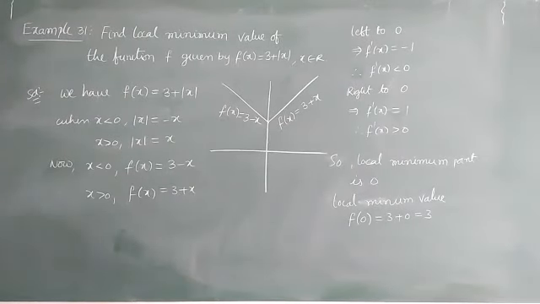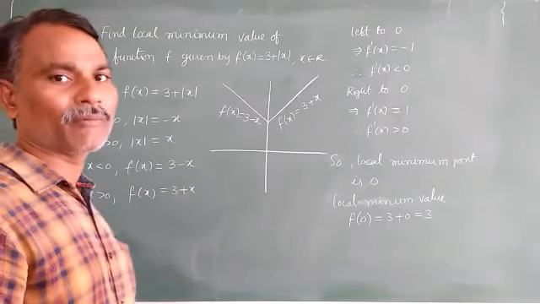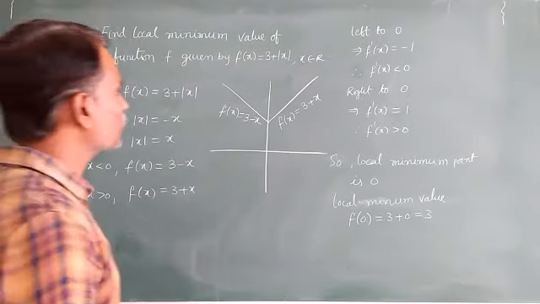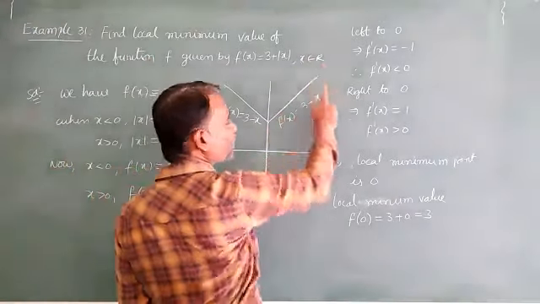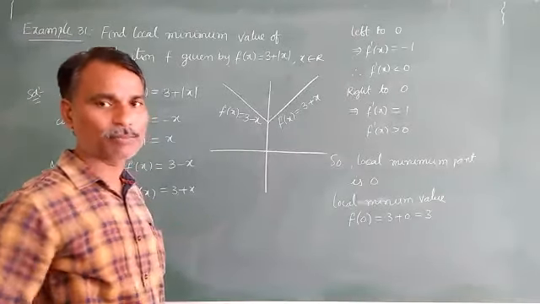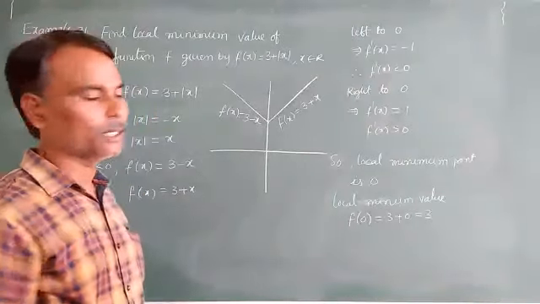Students, next example 31. Find the local minimum value of the function. Here he is asking only one value, guys, the local minimum value. f is given by f of x is equal to 3 plus mod x, x belongs to R. In the previous problem he didn't mention that, but now he mentioned x belongs to R.